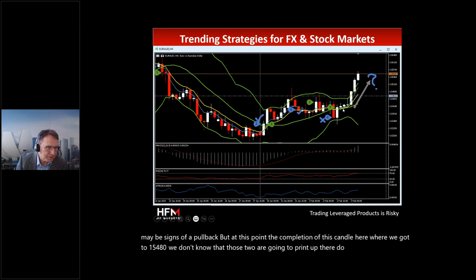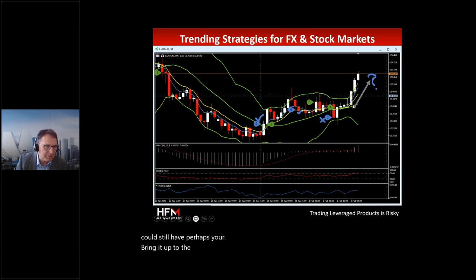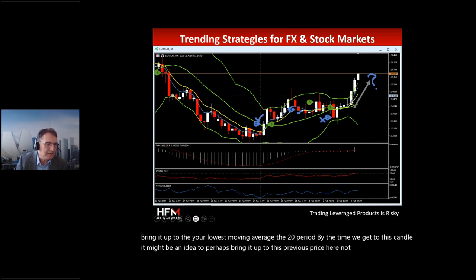So keep our stop loss here and just trail it. As we get to that candle there, it's been a big move, but you could perhaps bring it up to your lowest moving average, the 20 period. By the time we get to this candle, it might be an idea to bring it up to this previous price here, not too close. And that's what I mean if we get stopped out.